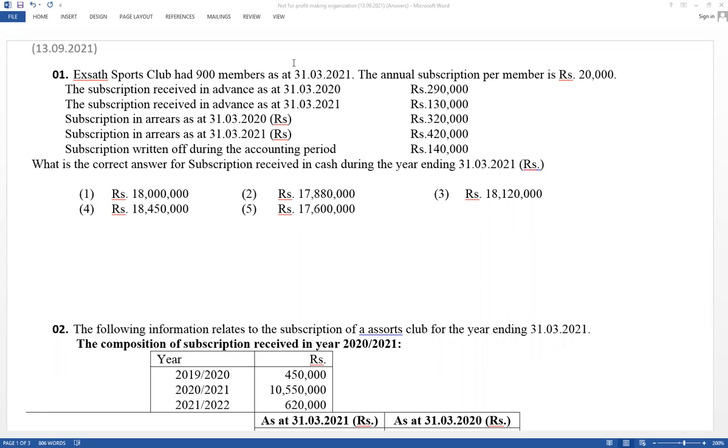Those are called subscription in arrears or subscription receivable.